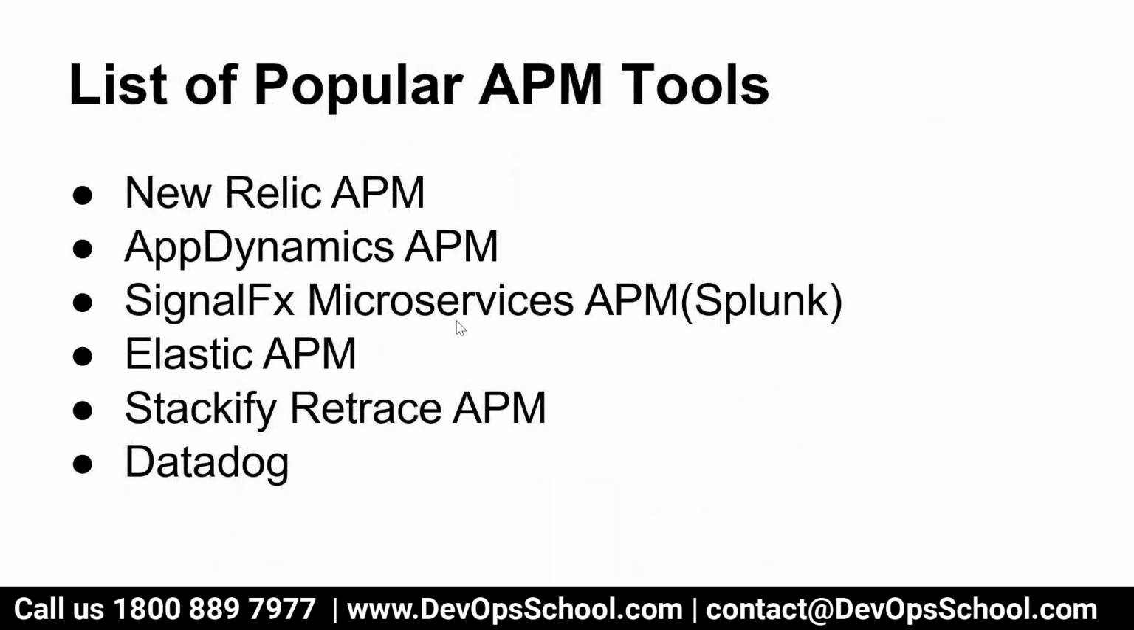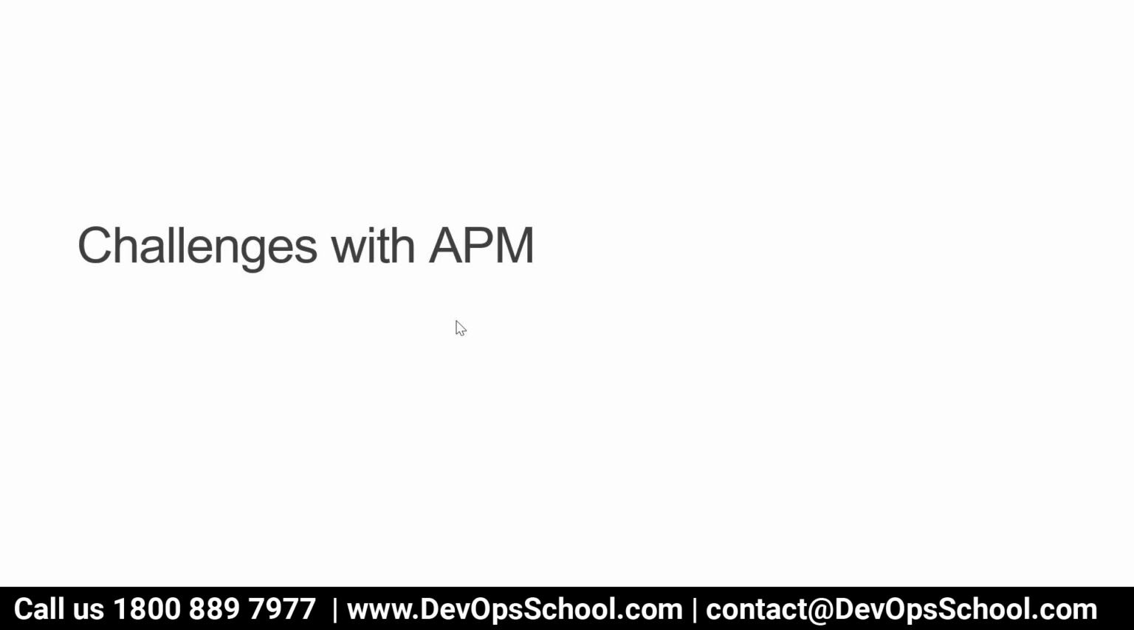So now what is the list of APMs we have in the market? These are some of the larger ones. New Relic is very popular, AppDynamics, Datadog, Elastic APM. So many APMs we have in the market right now.